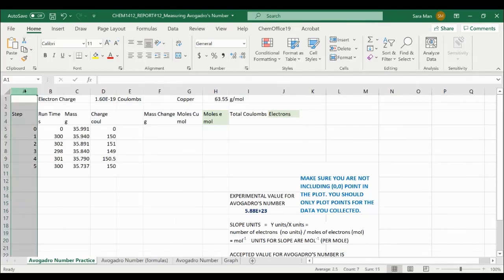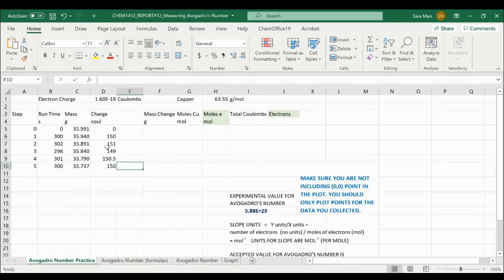So column A is the step. So write step. Column B, runtime. Column C, the mass. And column D, the charge in coulombs. So that is the raw data. The steps, we've just seen it in the sample data. Column B, the runtime, as I showed you before. The mass is given. Each step, how much mass was lost.